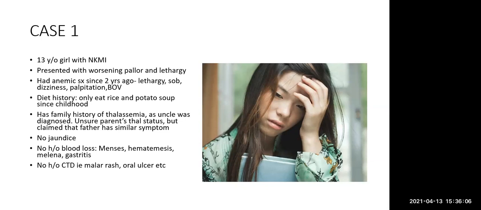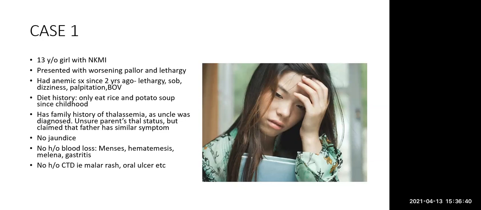She also has a family history of thalassemia, where her uncle was diagnosed with thalassemia. However, she was unsure of her parents' thalassemia status, but she claimed that her father has similar symptoms as her. Otherwise, she denied having jaundice, or any history of blood loss like menses, hematemesis, or gastritis. She also denied history of connective tissue disease and symptoms like malar rash or oral ulcer.